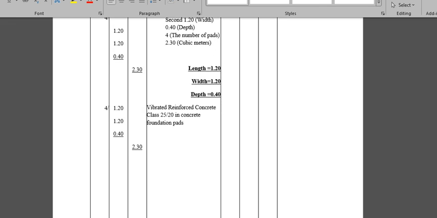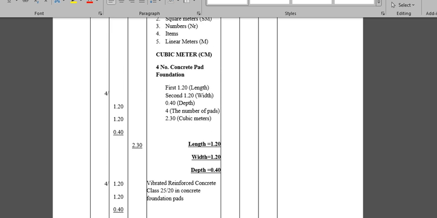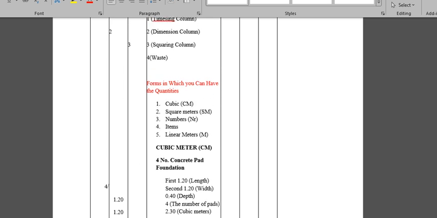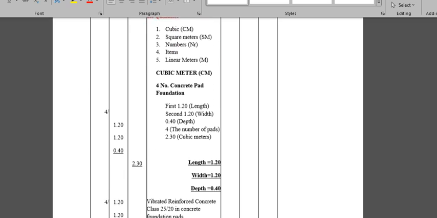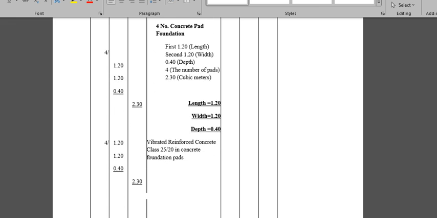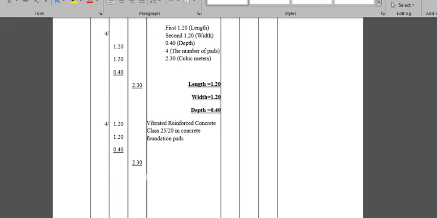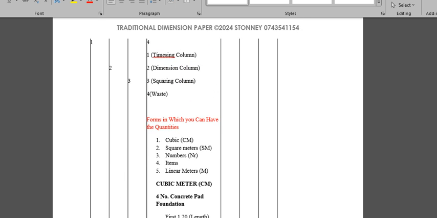So that said, there is one more concept. Just in summary, we've talked about the columns and we've seen how the columns have been used. That is column 1, column 2, column 3: timesing, dimension, and the squaring. We've seen how column 4 is used, that is on working out your waste and also doing your description. So we've also done our description there and done what we call bracketing. Those are the items that we've learned so far in this particular session.